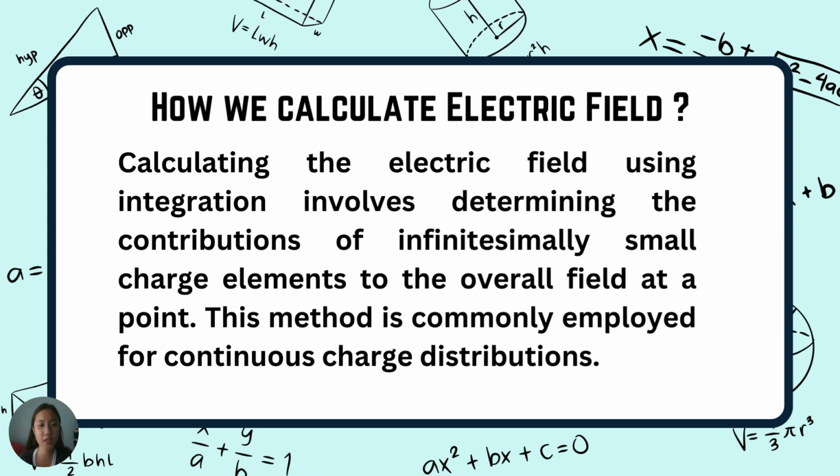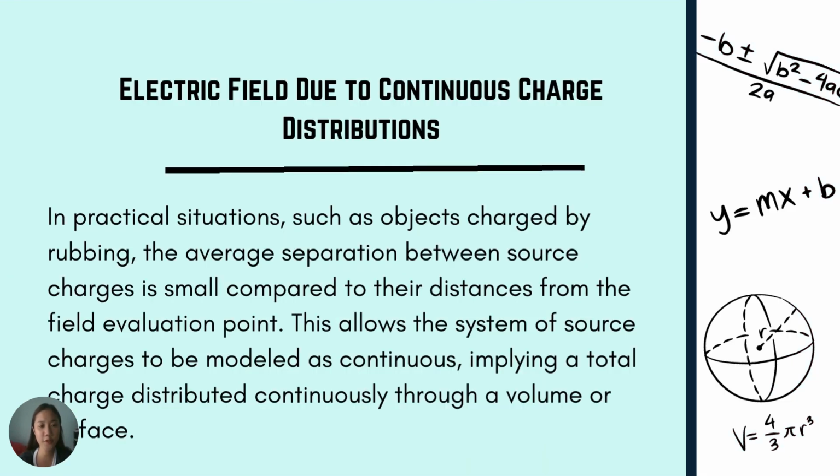How do we calculate the electric field? Calculating the electric field using integration involves determining the contributions of infinitesimally small charge elements to the overall field at the point. This method is commonly employed for continuous charge distributions. So let's proceed to electric field due to continuous charge distributions.